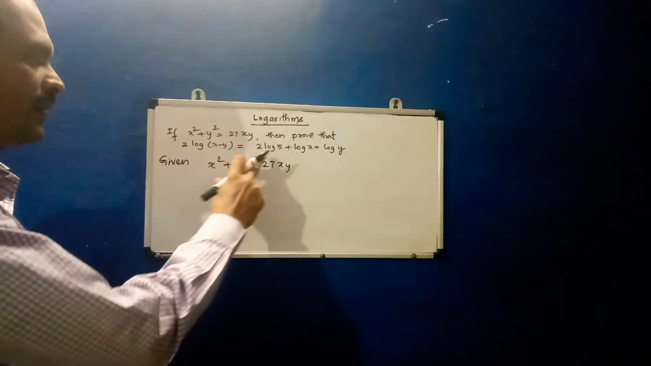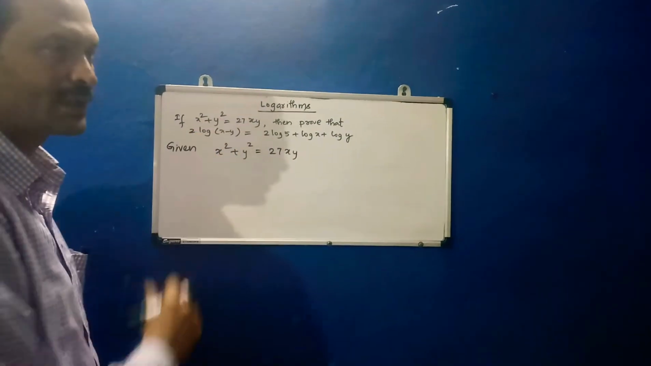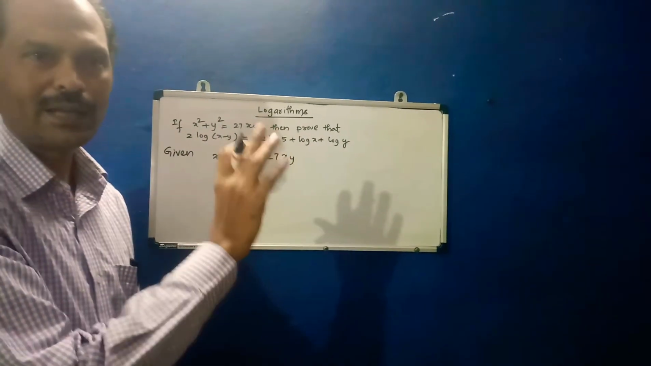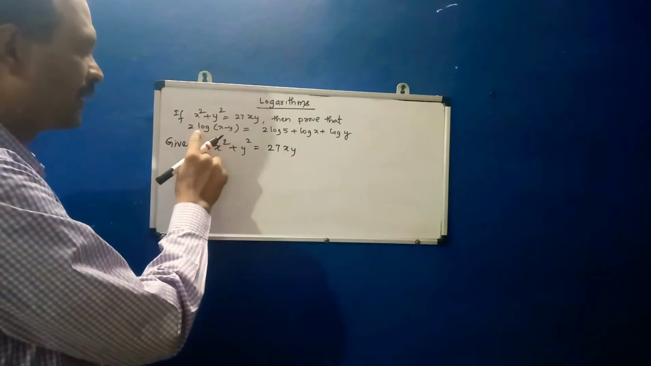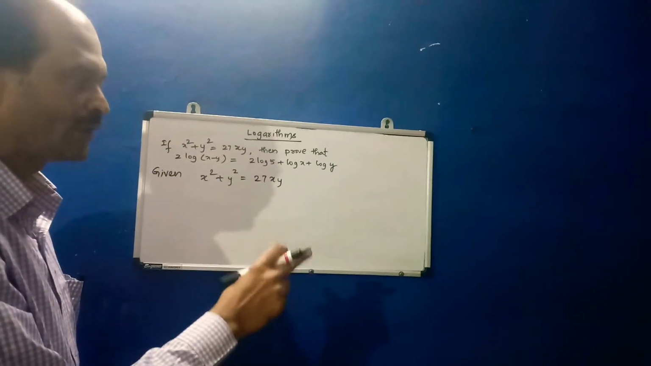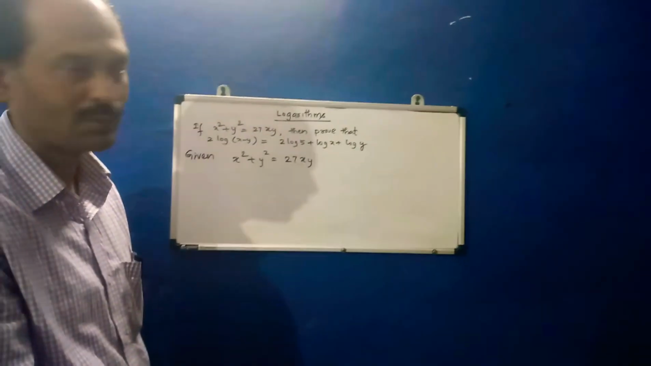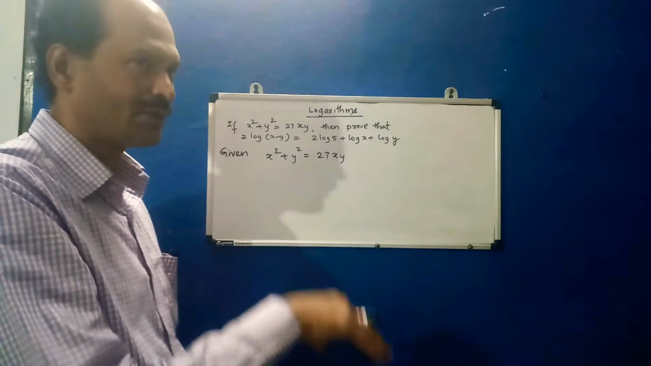Observe carefully this term 2 log 5 and also this term 2 log (x minus y). This 2 log (x minus y) is something like m log a. So if I convert this 2 as a power, it becomes log (x minus y) whole square. Remember that (x minus y) whole square is x square plus y square minus 2xy. That's the formula for (x minus y) whole square. So logically, we have to bring that formula here.